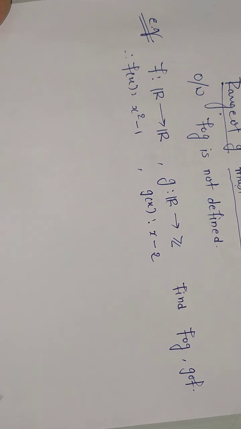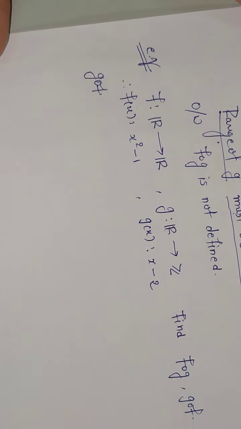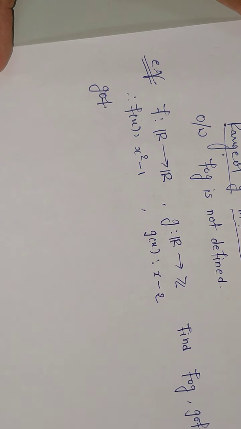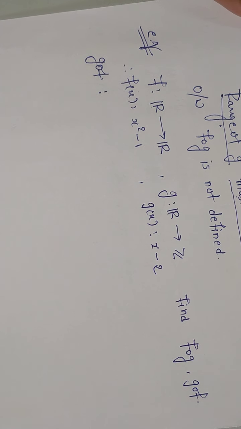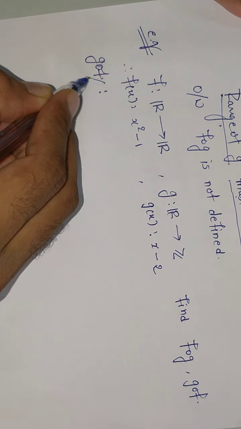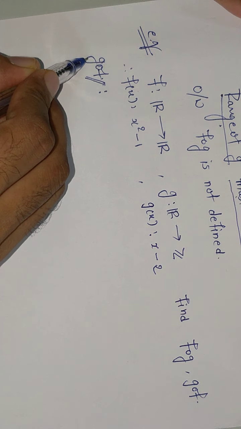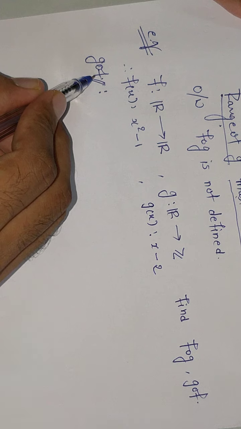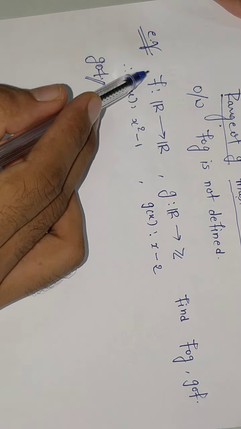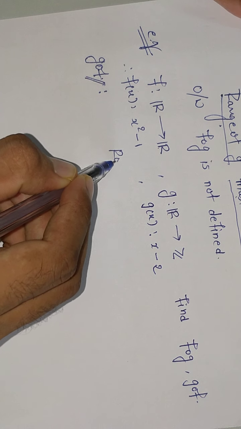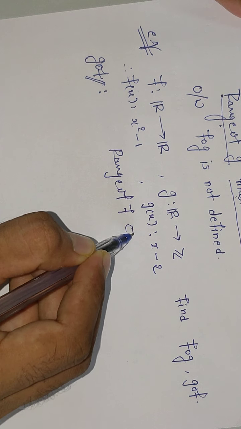Now to find gof, we have to check the condition. What is the condition? The range of the first function must be a subset of the domain of the second function. Now f is the first function. See, f is from R to R, so the range of f is a subset of R.